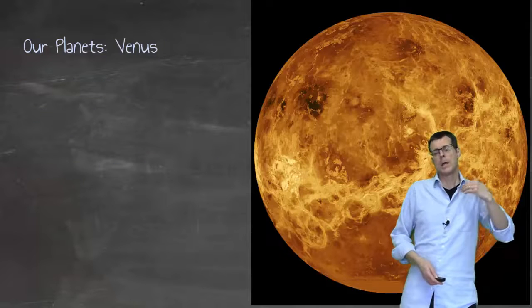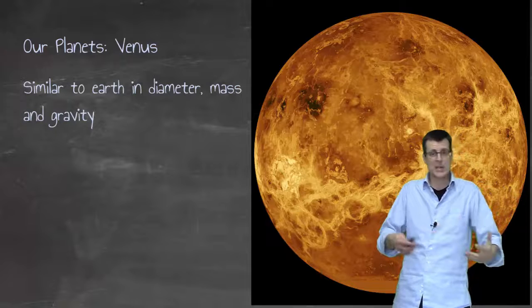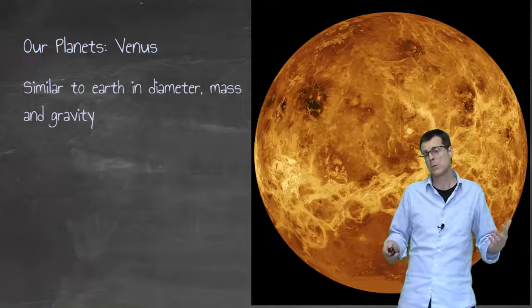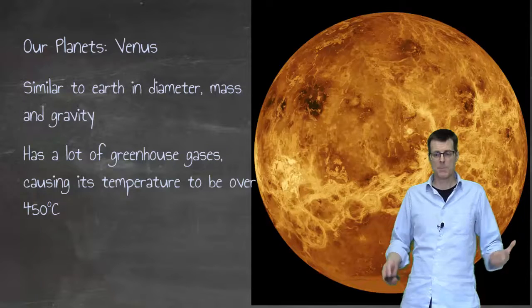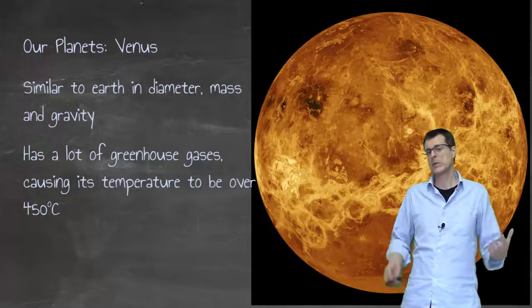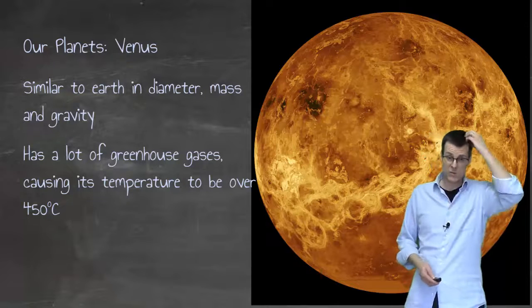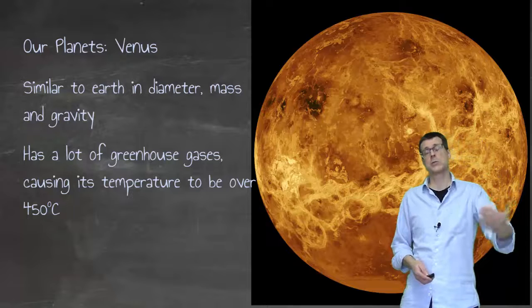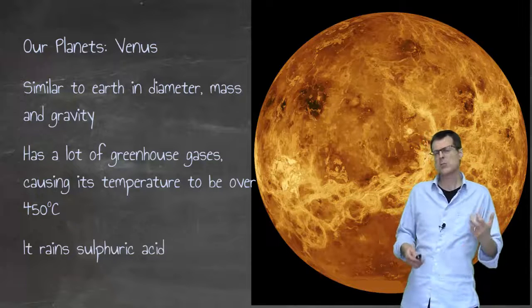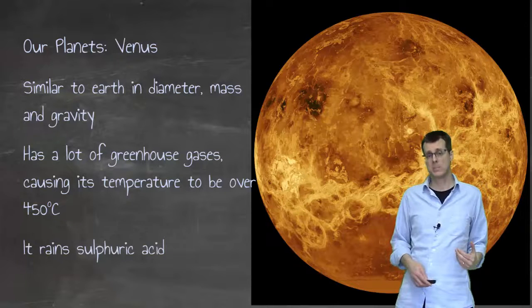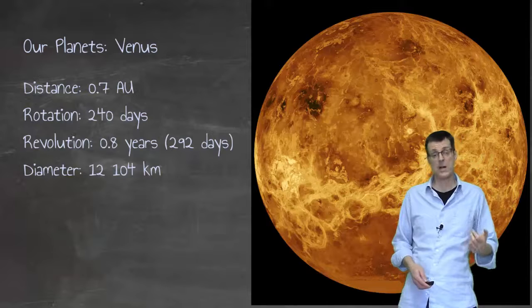Moving on. Venus has a similar size to Earth. It's also roughly the same gravity, same mass. It has a lot of greenhouse gases though, so it's really not habitable at all. So it's even hotter than Mercury, even though it's farther away. The atmosphere there is trapping more heat. It also rains sulfuric acid, which would really make a mess of your hair. But you'd never see it because it'd burn out your eyes too.